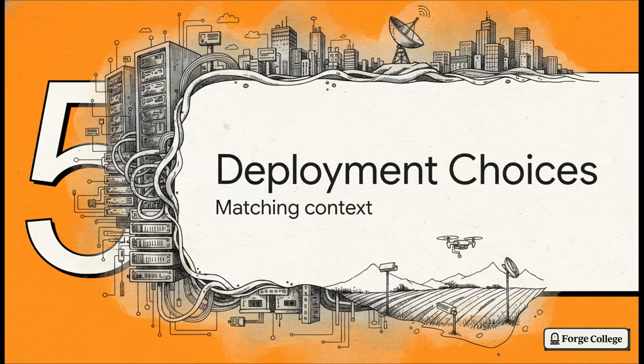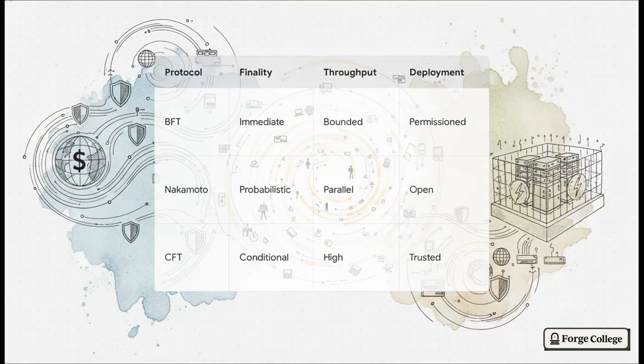Section 5. Real-world deployment choices, matching design to environment. When you're taking structured courses over at Forge College, we really emphasize mapping these theoretical choices to actual physical environments. Just look at this decision matrix. If your application requires absolute deterministic settlement, like, say, a bank doing cross-border compliance, you just eat the high communication cost of a BFT protocol to get that immediate finality.